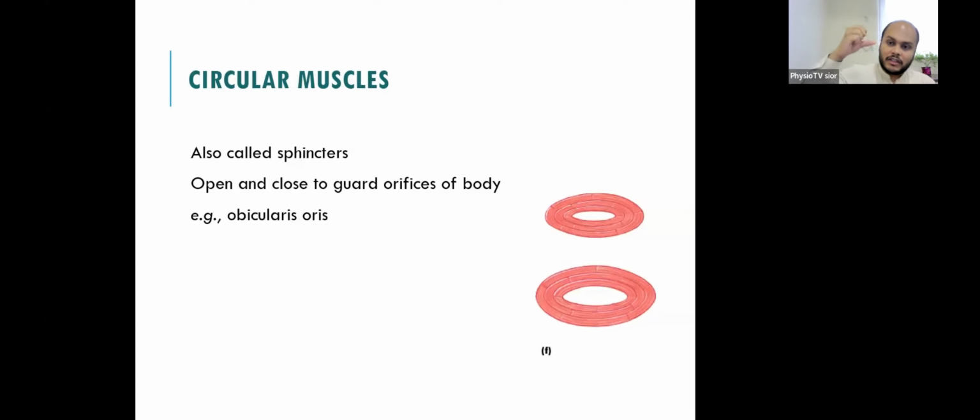Whenever they contract, they close the enclosure. Whenever they relax, they open the outlet or the enclosure. That is why these muscles play a very important role in the body. One of them is the orbicularis oris, which does the whistle action, and the orbicularis oculi helps you to close the eyes.